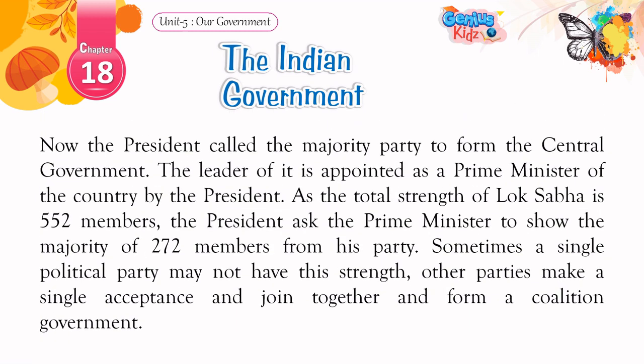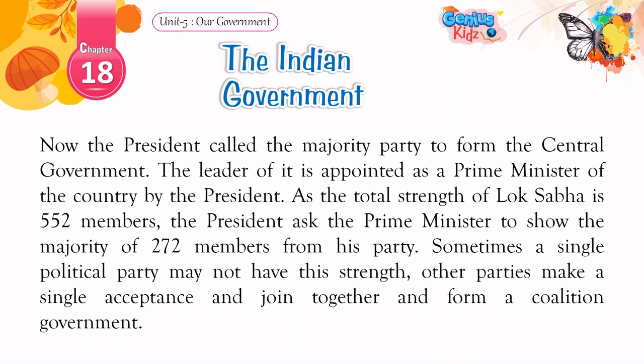Now the president calls the majority party to form the central government. The leader of it is appointed as the prime minister of the country by the president. As the total strength of Lok Sabha is 552 members, the President asks the Prime Minister to show the majority of 272 members from his party.